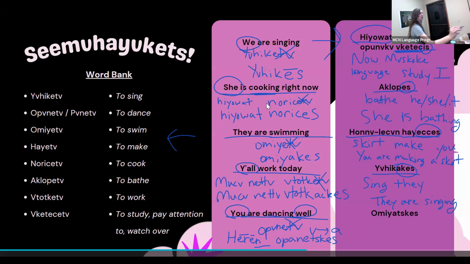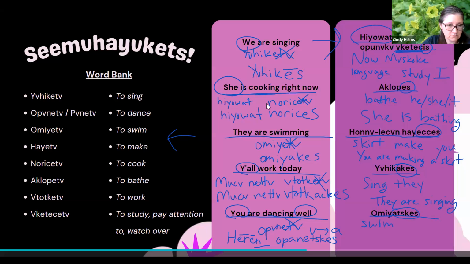They're singing. And the last on this page, omeyatskis. Omeyatskis. Omey is our verb root. Omey is what word? Swim. Swim. And then otsk. What person marker is otsk? Y'all. Y'all. Yes, so y'all are swimming.